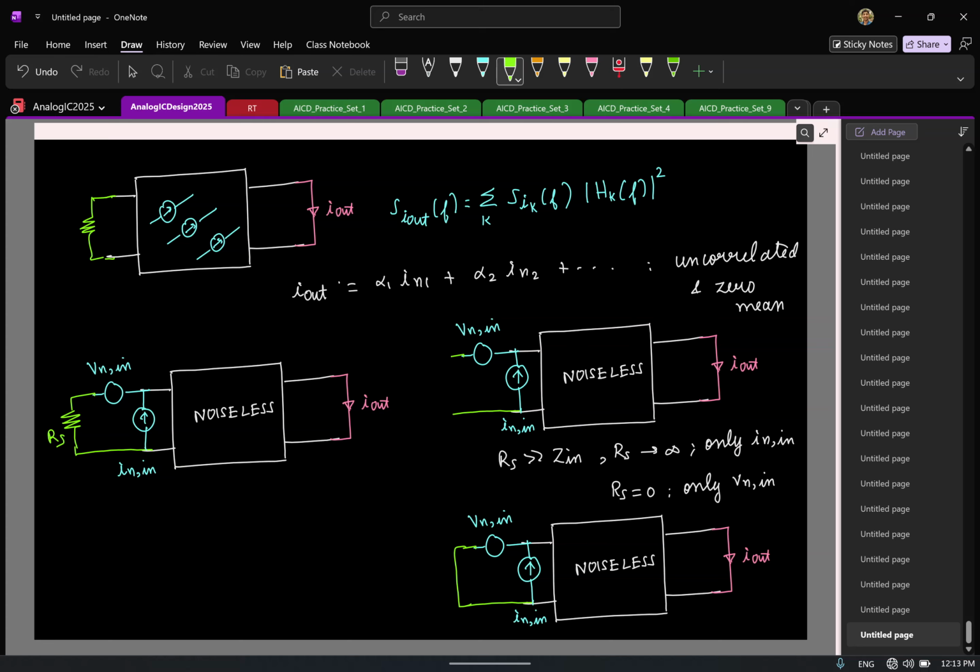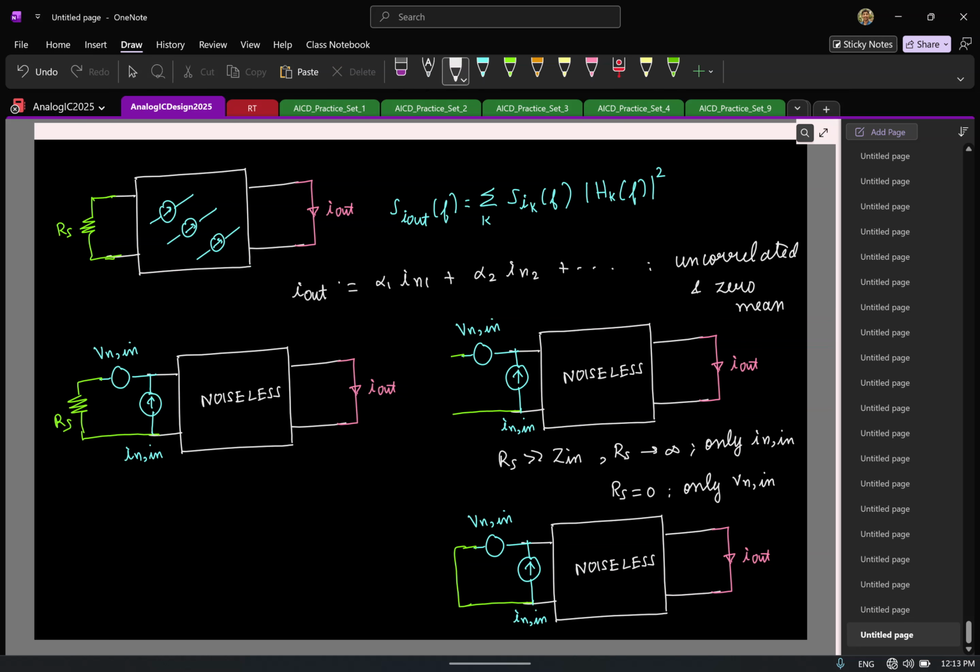So here a couple of points I wanted to make. First observation: please note that VNN and INN are capturing the noise of the same network, right? If so, do you think they will be correlated or uncorrelated? They will have a very good correlation.